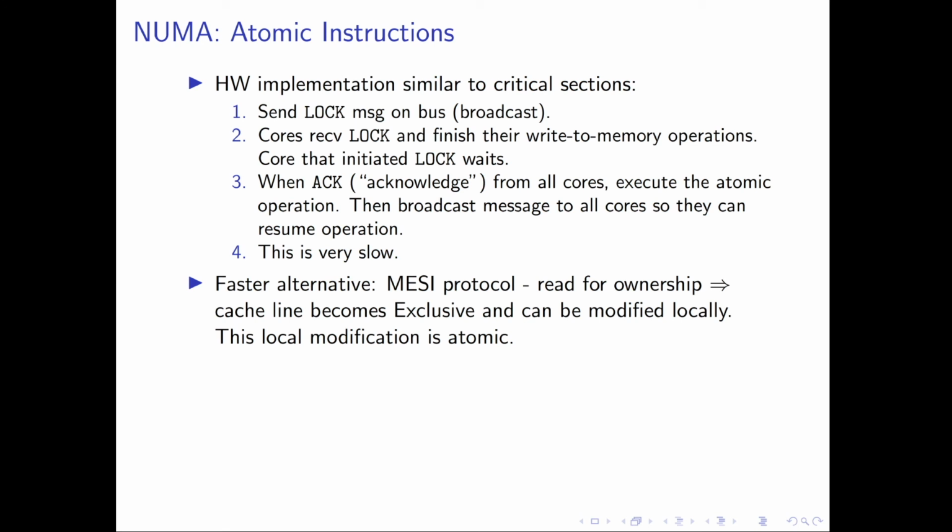Similar to the snooping protocols from before and the MESI protocol that we discussed earlier, there are also different ways how a CPU implementation can perform atomic operations. And I will first show you a rather slow way of implementing this. It goes as follows. We have our processor that wants to perform the modifying write operation, and therefore it sends a lock message over the bus, via broadcast to all the other processors. The processors receive that lock, and then they finish what they're currently doing, that is, they finish their current write operations. And in the meantime, the core that initiated the lock message has to wait.